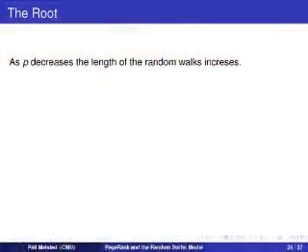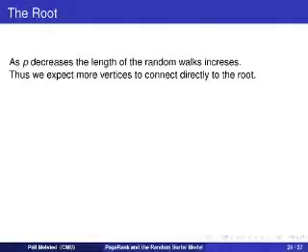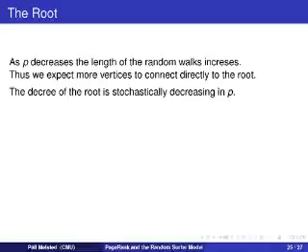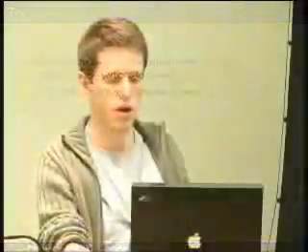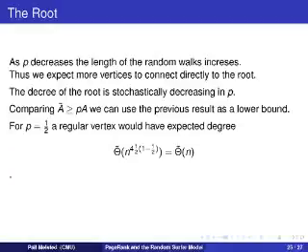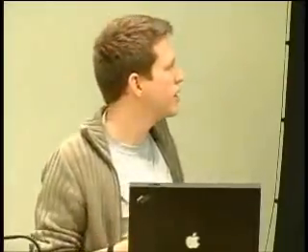And this is harder to work with. But the nice thing is that as p decreases, we're less likely to stop, which means we'll take longer walks. So we're more likely to connect to the root. Okay? And the degree of the root will be stochastically decreasing in p. And if you look at the fact that a tilde is greater than p times a, we can use the previous result for p equal to a half and say a regular vertex would have expected degree that's theta tilde of n. So the root will have more than that.